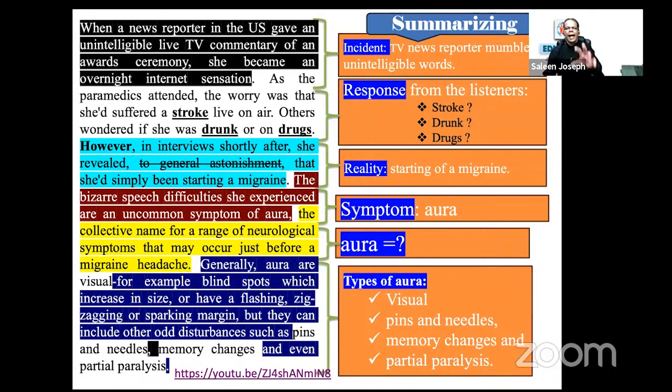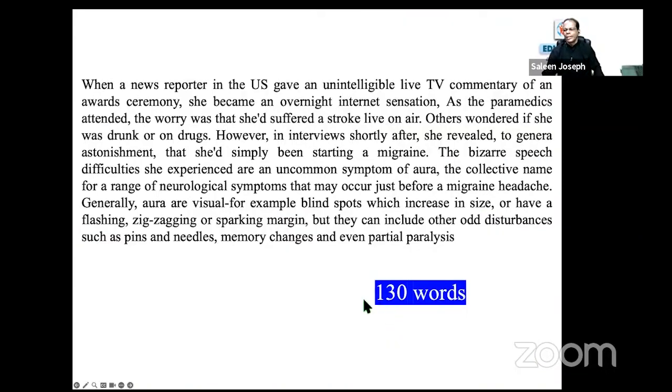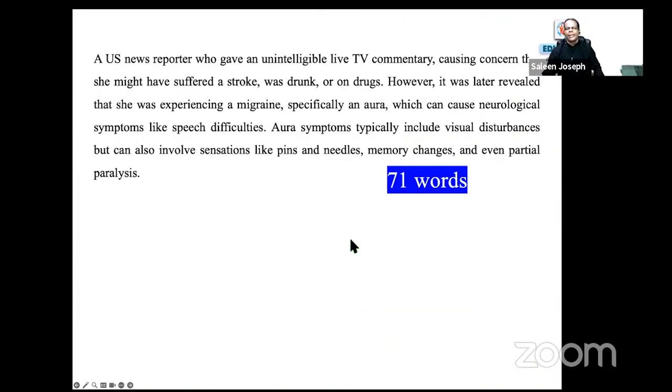Now, this is the idea, the structure of this paragraph. Now, this paragraph has 130 words. When you summarize it, you can summarize it to 71 words.